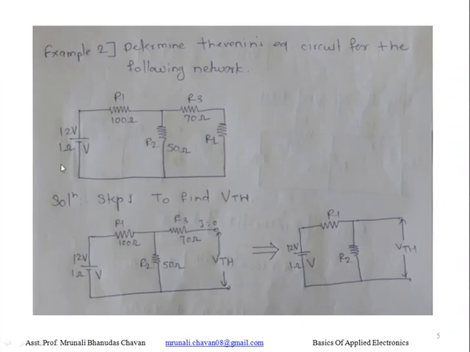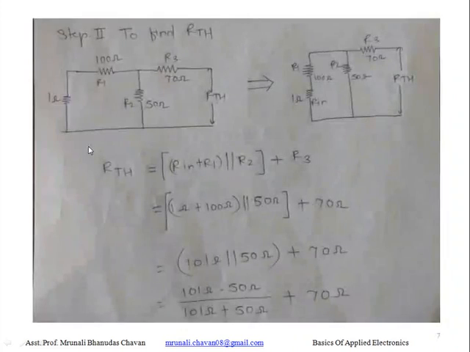In previous example we connect this, or we short circuit this, as there was no any internal resistance, but in this example internal resistance is given. So, we have to replace this voltage source by its internal resistance, that is 1 ohm resistor. Hence, we can draw the diagram for finding RTH like this here.